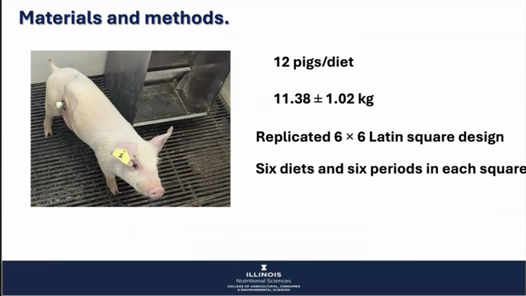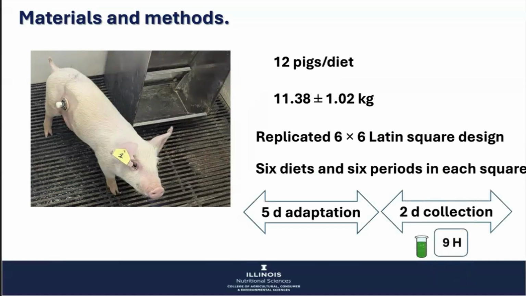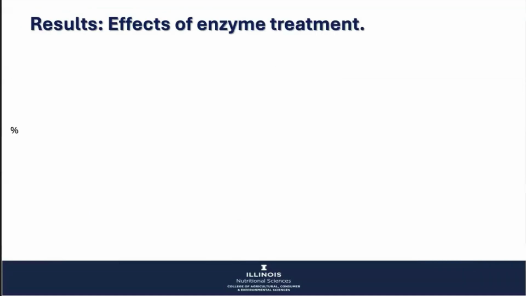The experimental design consists of a 6 by 6 replicate Latin square with 6 diets and 6 periods. Each period involved a total of 7 days, with 5 adaptation days and 2 collection days. The collection period was 9 hours per day. Let's move to the results.